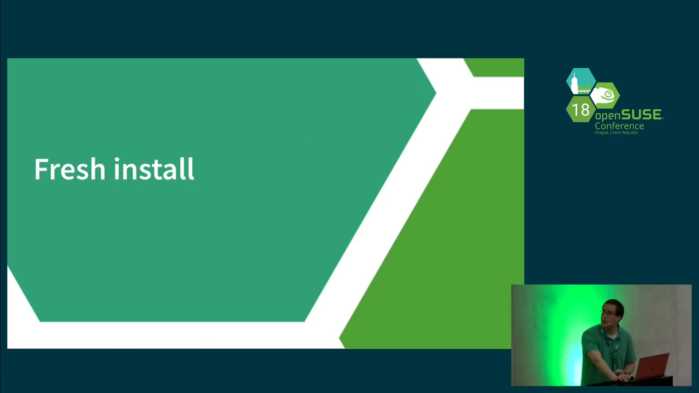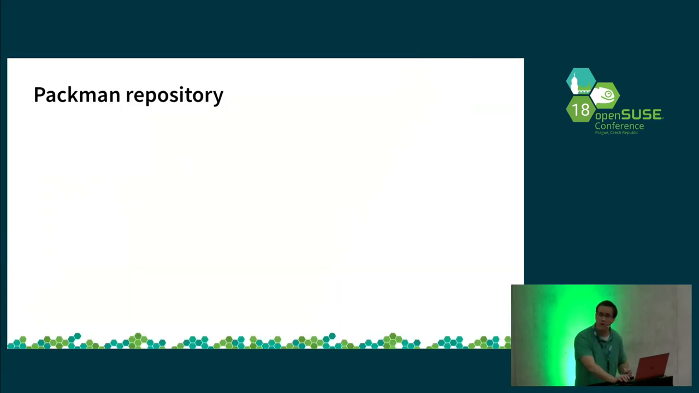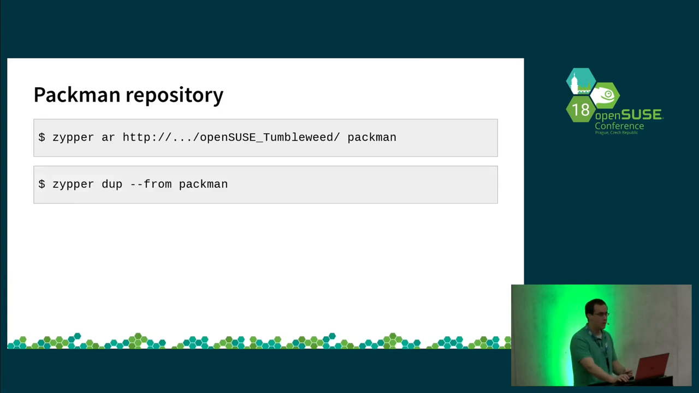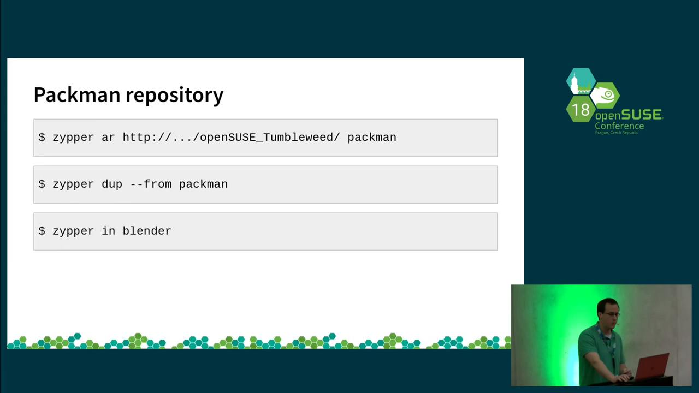So let's take a look at a fresh install, and we'll go through the first reason and kind of cover what I imagine a lot of people already do. Let's go ahead and add the Packman repository on a default install. So hopefully you're familiar with adding a repository with zypper. And then the next step being to dup from that repository, which would switch all your packages to Packman. And then an example here of trying to install Blender, which I believe shouldn't be in the default install.